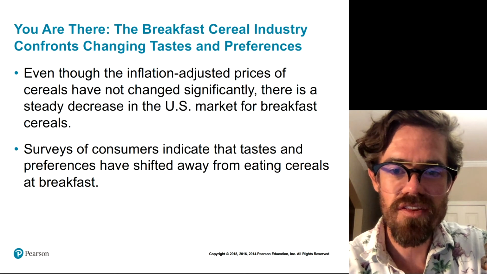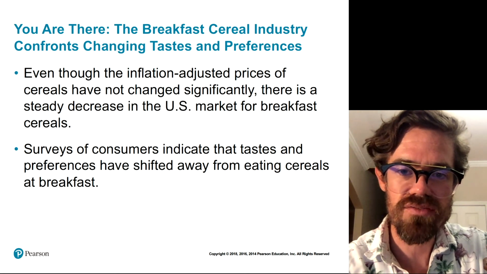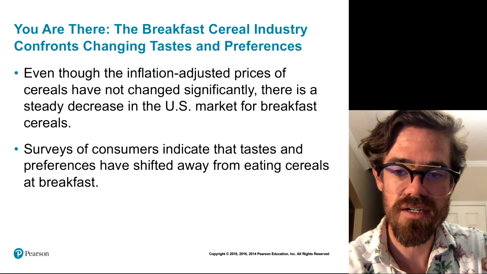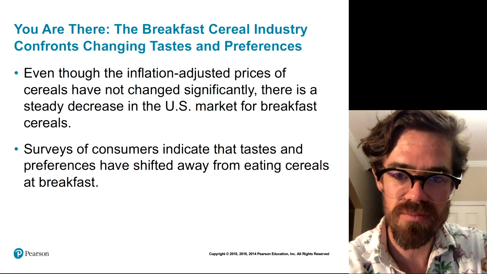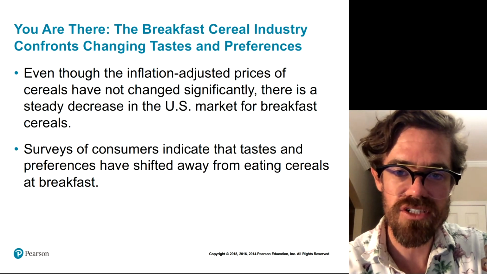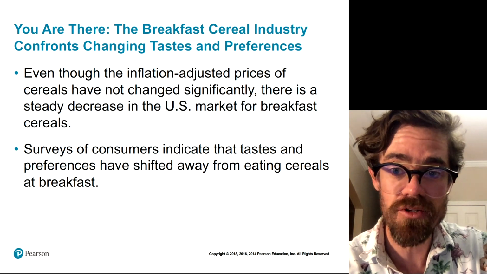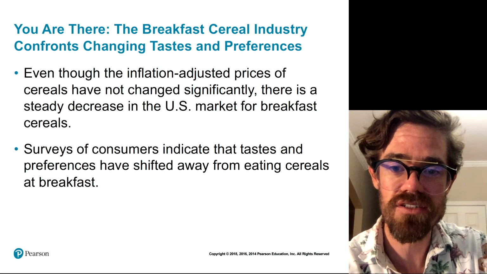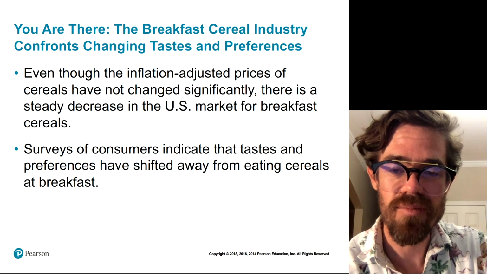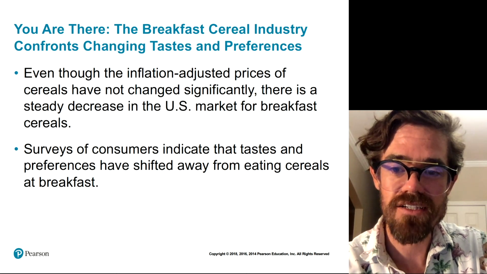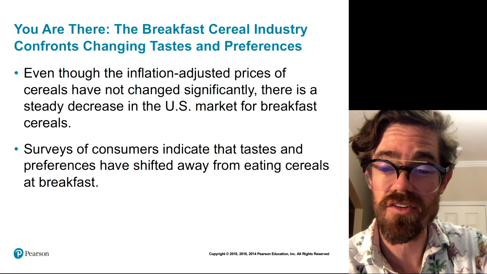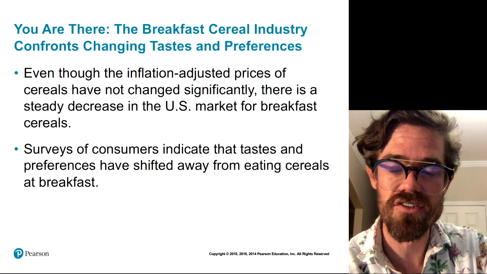So even though the inflation-adjusted prices of cereals have not changed very much, the real price in terms of real purchasing power hasn't really changed. Yes, the nominal or money price has changed. And we'll talk about this more in the macro class, if you're part of the macro class, about inflation. But yes, a box of cereal in the 60s probably cost something like 25 or 30 cents, whereas today it's maybe $1.50 or so.